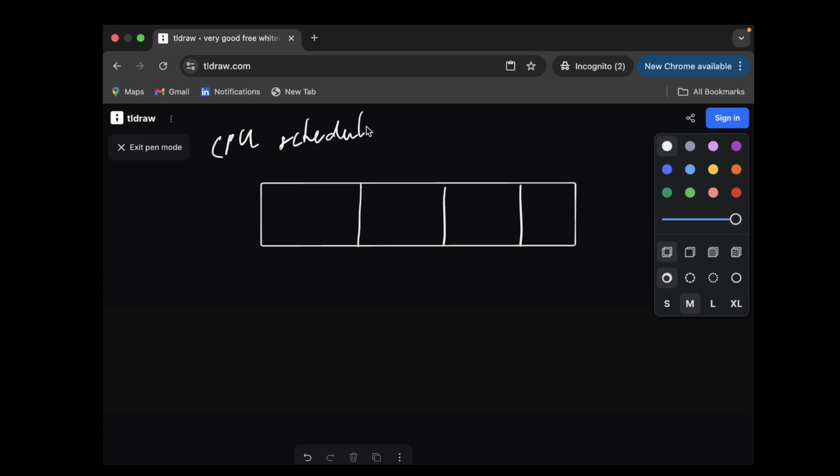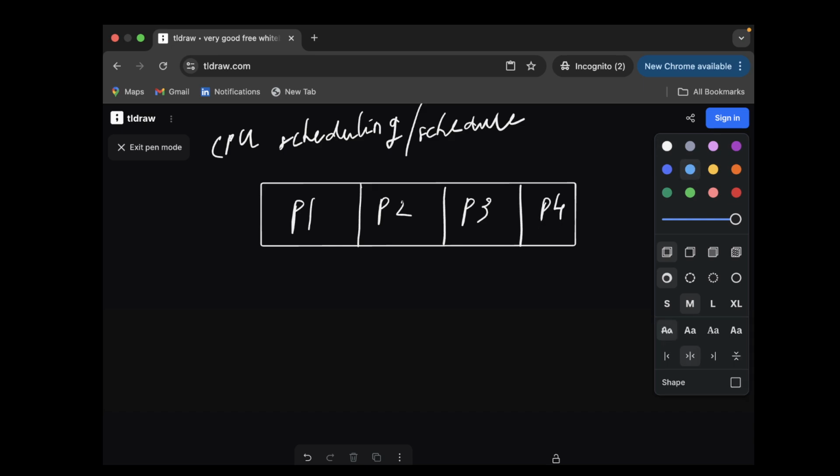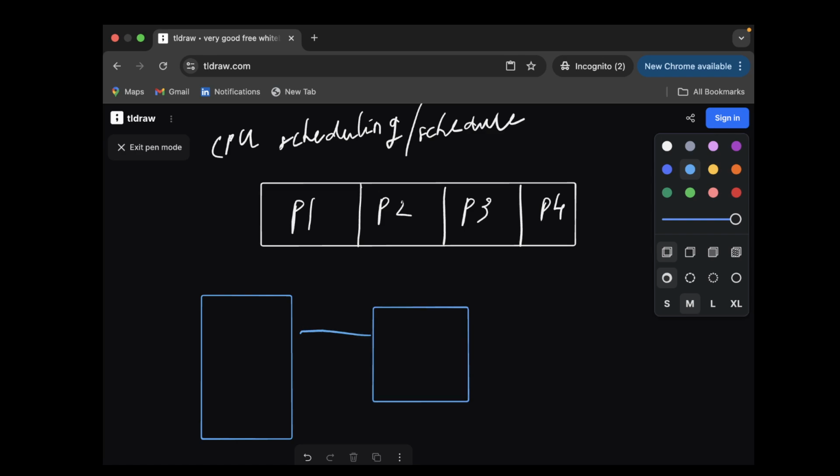So in my CPU scheduling, I'm going to schedule the process, right? When we say we want to schedule the processes, we want to give it the CPU time. There will be many processes waiting in this block. So let's have this be our CPU and this be our RAM. The job of the scheduling algorithm is to define when we are going to get CPU time.